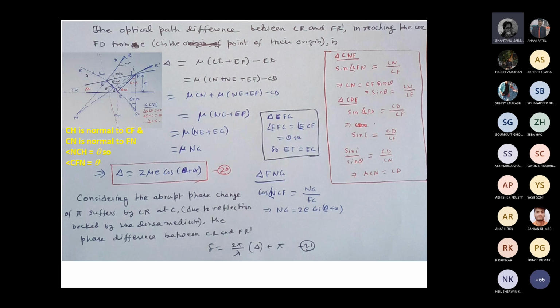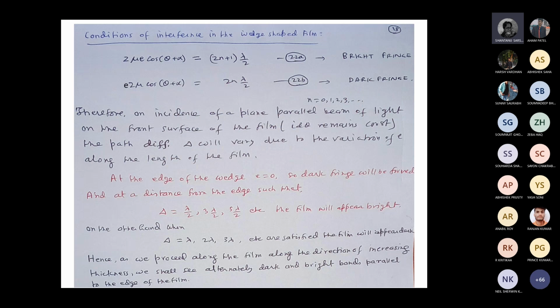So what type of fringe will you see? On incidence of a plane parallel beam of light on the front surface of the film, i and theta remain constant, and the path difference will vary due to the variation of e along the length of the film. That's what I have already discussed.